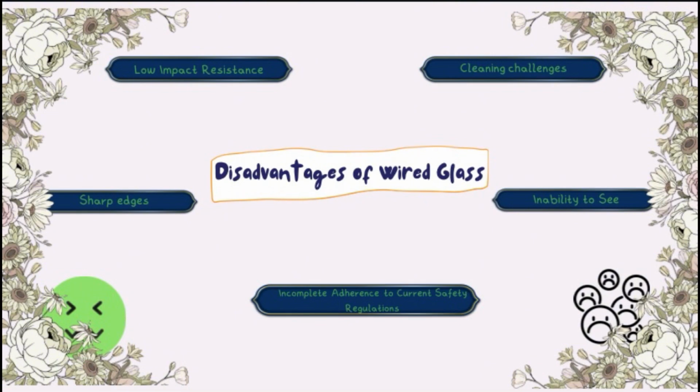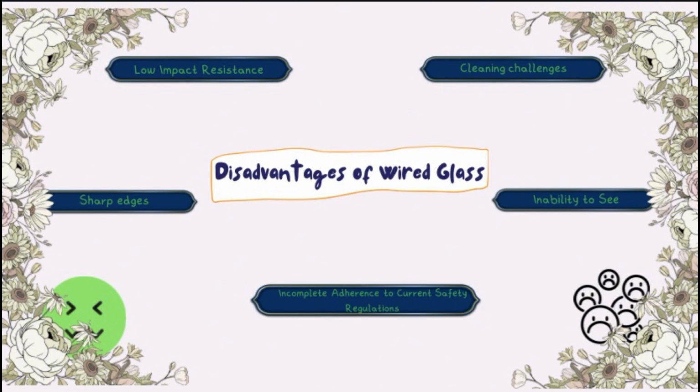Then for disadvantage of wire glass has 5, which is first is low impact resistant. In terms of impact resistance, wire glass is not as strong as tempered or laminate safety glass despite its look. It can readily shatter when subjected to forceful contact, such as from an object or person. Second is sharp edge, because the exposed wire may still be dangerous even if the glass shatters.